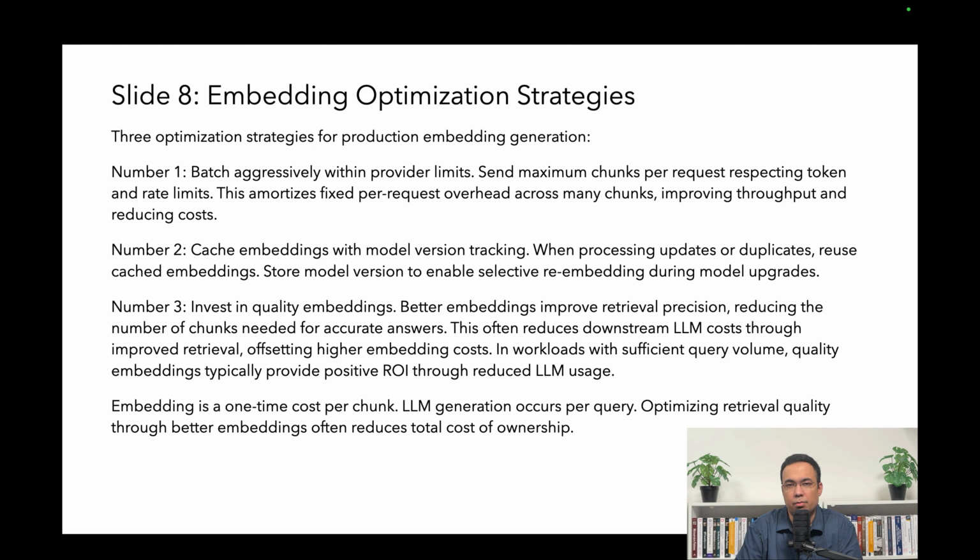The exact economics depend on your specific volumes, but the principle generally holds broadly. The key insight here is that embedding is a one-time cost per chunk, while LLM generation happens on every query. Optimizing for better retrieval quality through high quality embeddings often reduces the total cost of ownership in production systems.